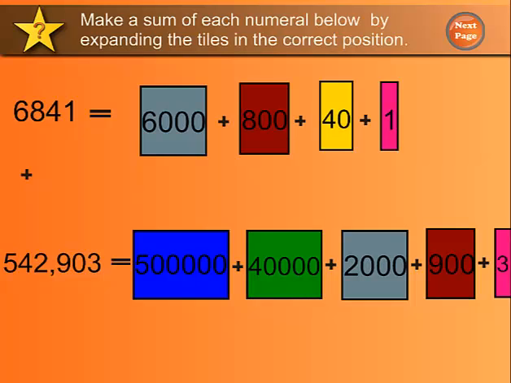You should have 500,000 plus 40,000 plus 2,000 plus 900 plus 3. Notice there are no tens. It's represented by a 0, so we don't have to put the 0 in for the tens. You may include it if you like, just to make sure you have all the place values, but it's not necessary.